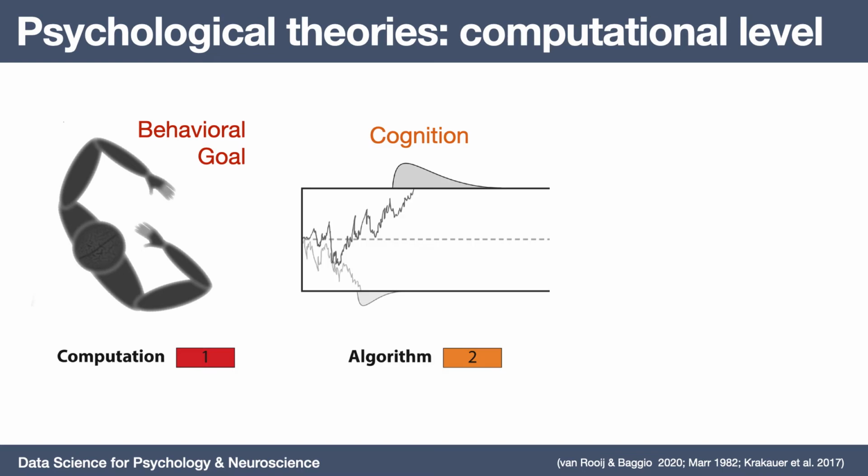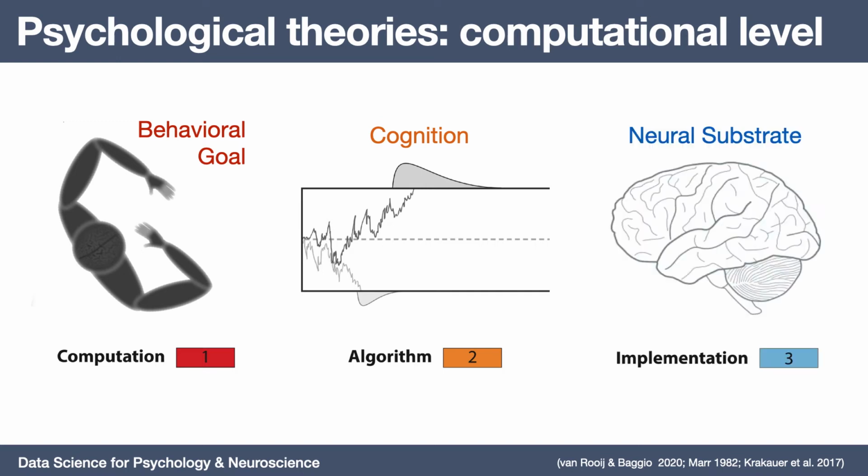The algorithmic level can be thought of as the cognitive algorithm, although it doesn't have to be a cognitive algorithm. It can be a psychosocial dynamic algorithm. But this is a really descriptive, low-dimensional system, but a formal process that describes how a particular behavioral goal is achieved. And in our case, the underlying implementation system is fundamentally the neural substrate, so the brain.